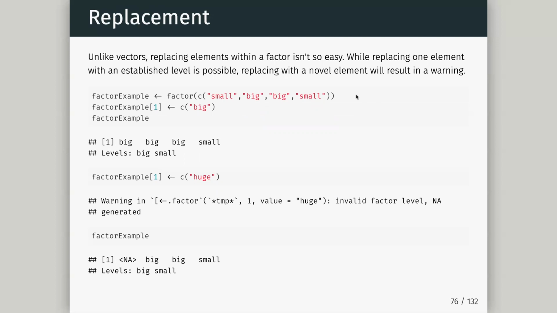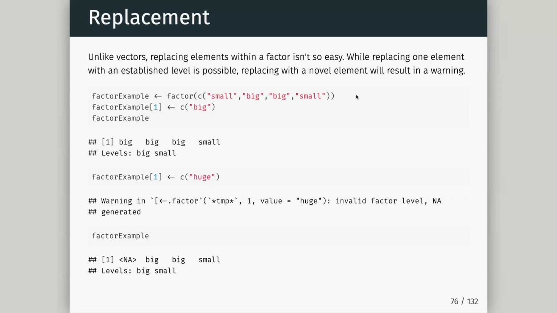So in this case, I'm going to create a factor. It's going to be small, big, big, small. If I want to replace just the first element, I can replace it with a value which was at my levels. So I'm going to say the first element's now big. If I look, yeah, big, big, big, small. My levels remain very same. But I didn't set the order.